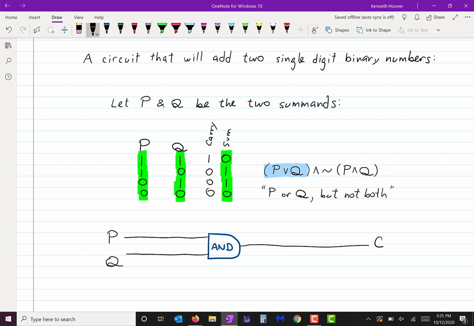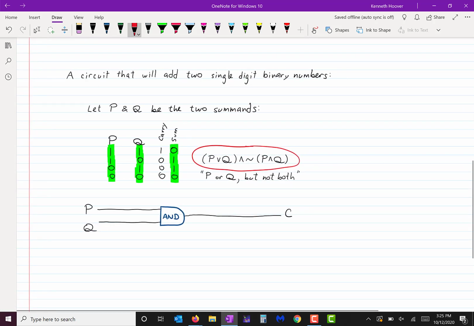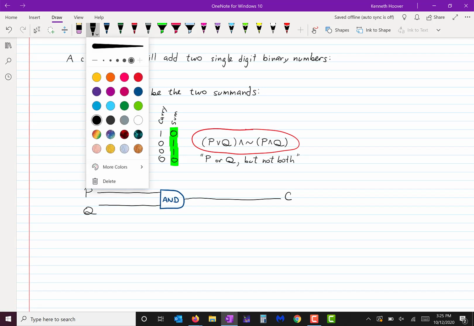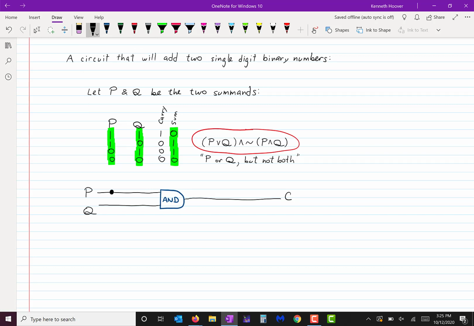You run P and Q through some gates that will produce that: P or Q and not P and Q. So let's do that. We'll take P and we'll take Q, and let's branch off of those two. And we'll go through an OR gate. That'll give us P or Q.